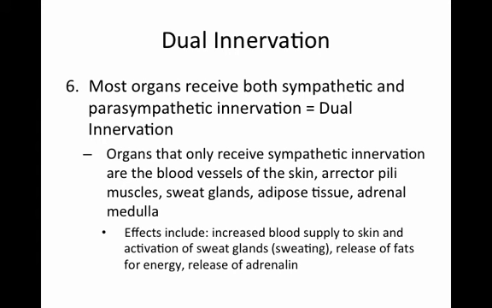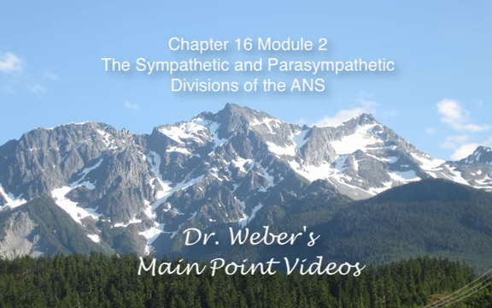The effects of sympathetic activation to these tissues include increased blood to the skin, an activation of the sweat glands leading to sweating, release of fats from the adipose tissue, and the release of adrenaline from the adrenal medulla. This ends Chapter 16, Module 2, the sympathetic and parasympathetic divisions of the autonomic nervous system.